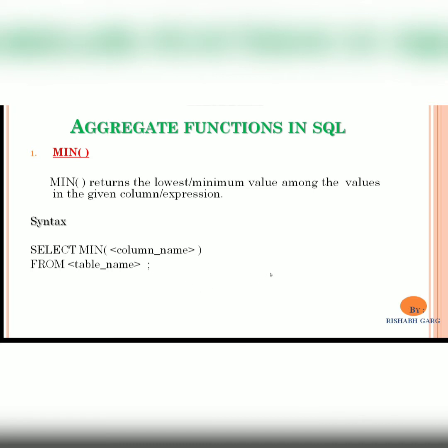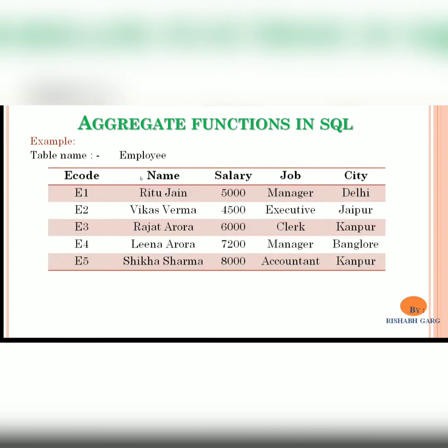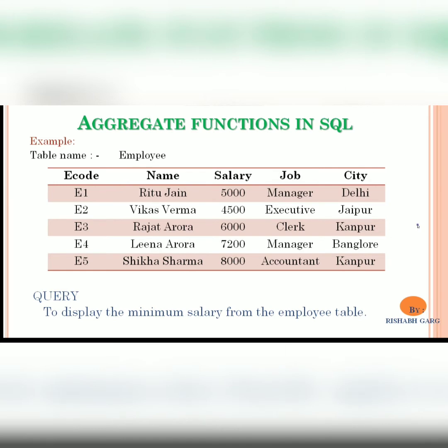Let's see an example to make it more clear. Suppose we have a table name employee along with 5 fields and 5 records, and we want to perform a query that would display the minimum salary from the employee table. So for this, we will execute the following command.